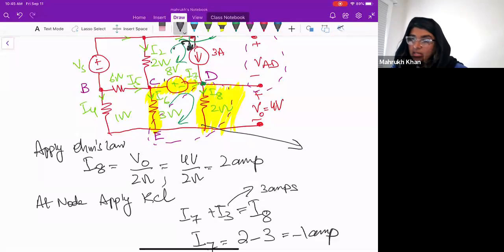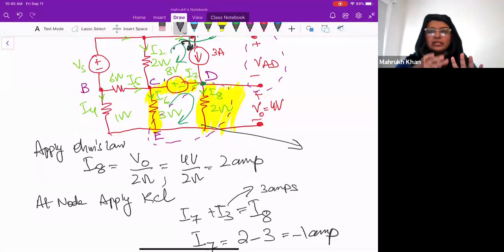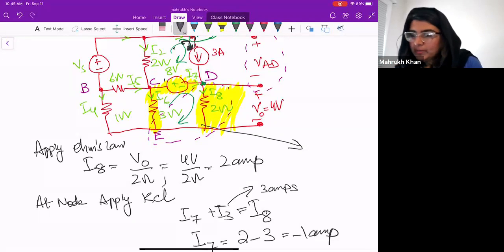Can you apply KVL here? It would be 8 plus 4 equals VCE. Yes, but I just want you to write it in terms of symbols like VCE, VCD, and VDE for now. So what would the KVL be?